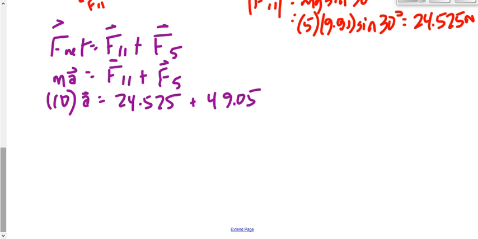Some people made them both negative. Some people made them both positive. What's wrong with both of those? Making them both negative or both positive. Erica, is your hand up there?